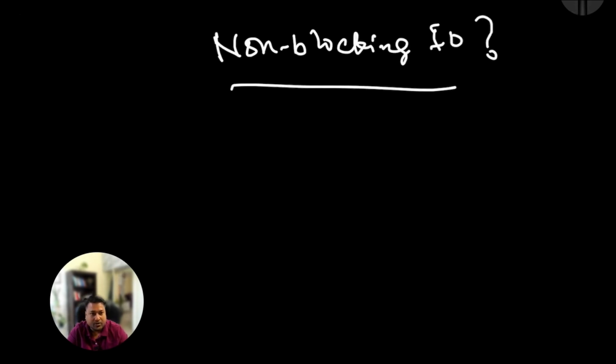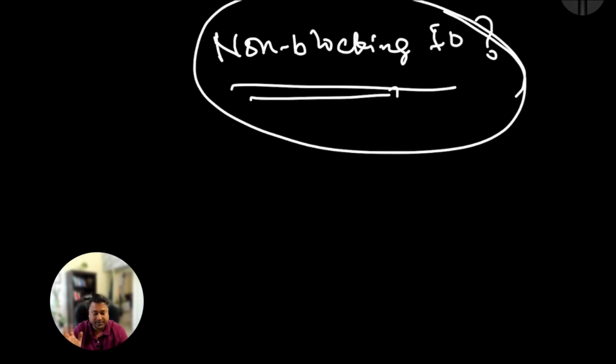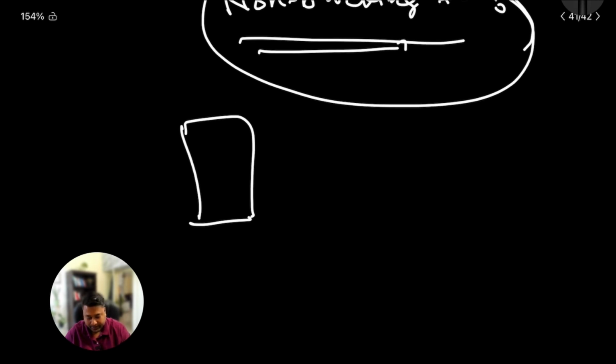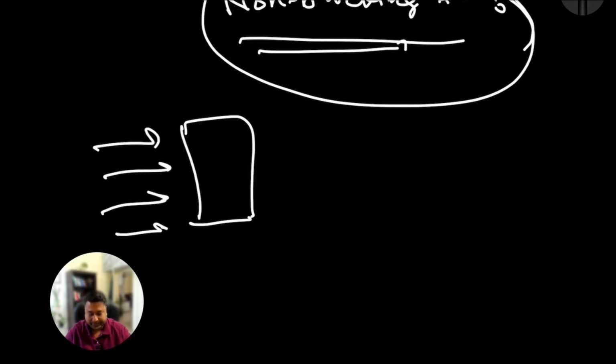right? But the question is, why have the developers and the team of researchers reached the conclusion that we need non-blocking IO in the first place, right? If you go back to the other video, you can understand that, for example, you have your application here, then you have multiple connections here. These are nothing but your connections.